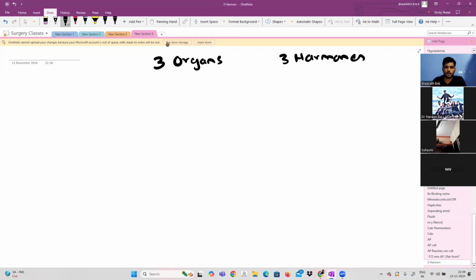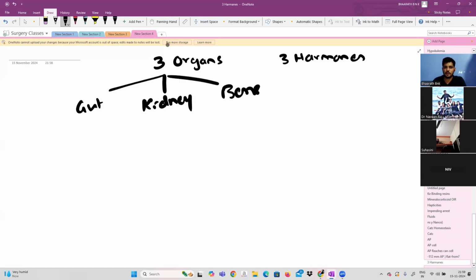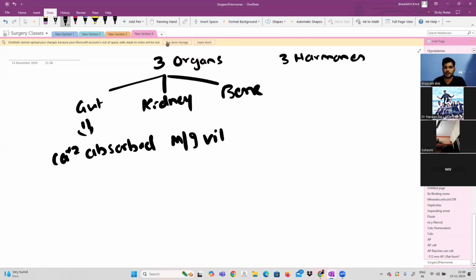These three important organs are the gut, kidney, and bone. Right? From the gut, calcium has to be absorbed. Now, this calcium is absorbed mainly by vitamin D3. Right? So the most important factor for absorption of calcium from the gut is vitamin D3.